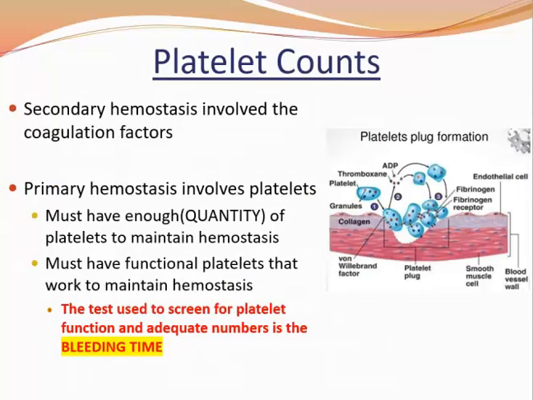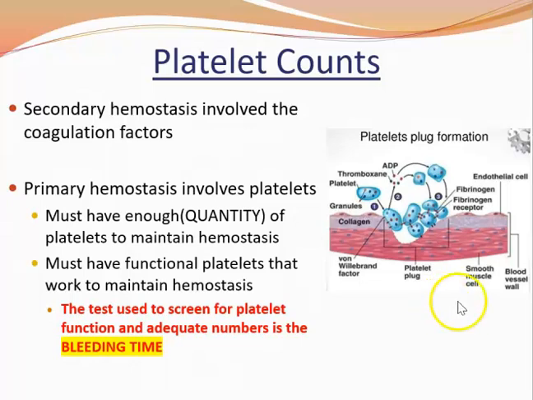Another thing we have to be worried about in coag is platelets, or our platelet count. We learned in the previous lecture about secondary and primary hemostasis. Secondary hemostasis involves our coagulation factors, but primary hemostasis involves our platelets. We must have enough quantity of platelets to maintain hemostasis, or stop the flow of blood, and those platelets must be able to function properly to maintain hemostasis.